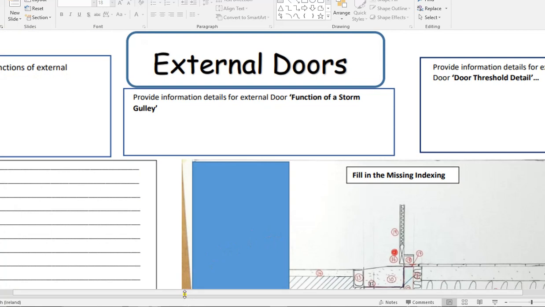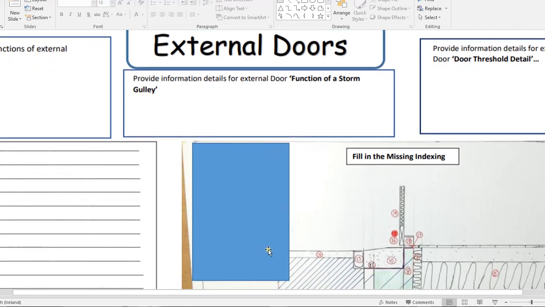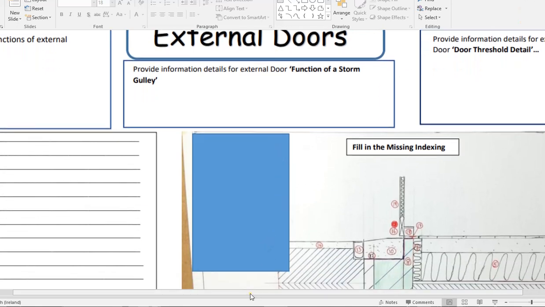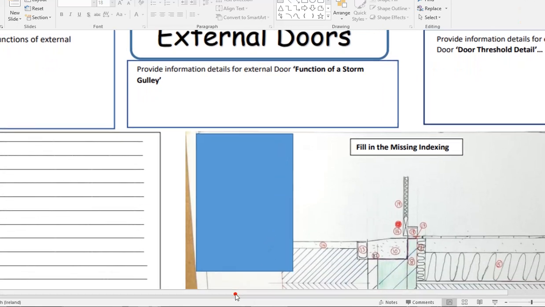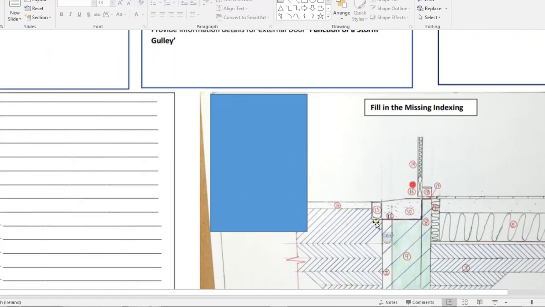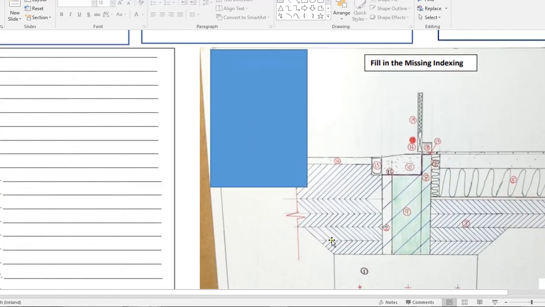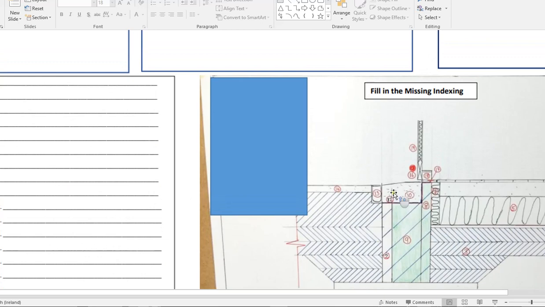Now finally, what we'll look at next is a quick revision sheet that you have in your OneNote, where you're given the diagram with all the numbers here, and all we have to do is fill out this legend here. So it's a quick revision exercise for you.